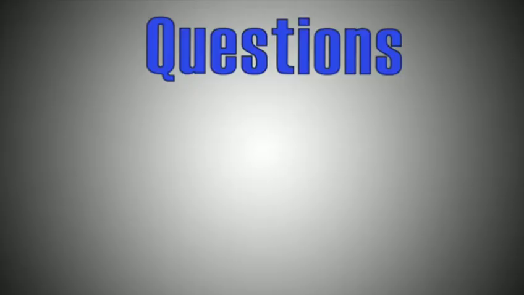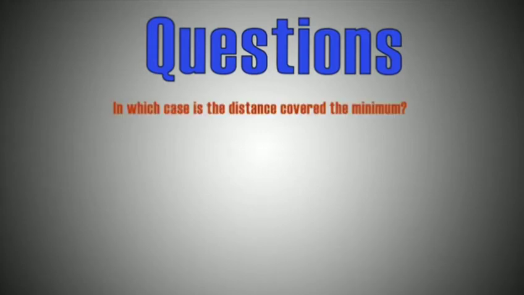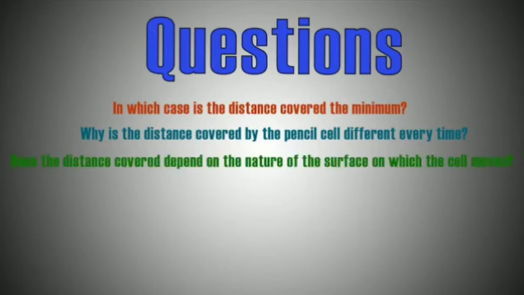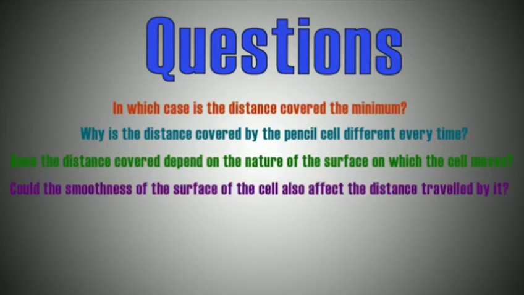So here are the questions that arise at this point. In which case is the distance covered the minimum? Why is the distance covered by the pencil cell different every time? Try to reason why. Discuss the result. Does the distance covered depend on the nature of the surface on which the cell moves? Could the smoothness of the surface of the cell also affect the distance traveled by it?